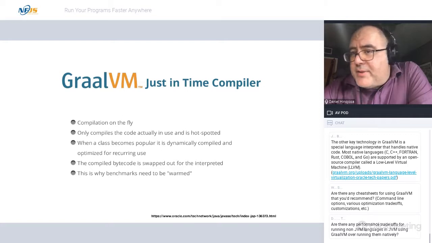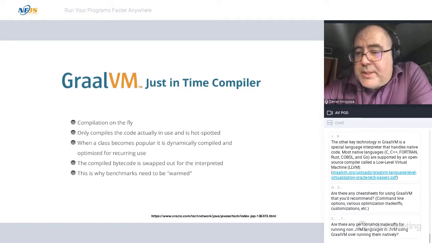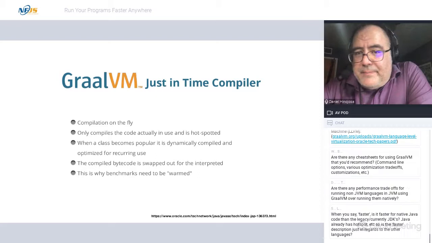So what this means is that certain code gets used over and over again, and this is why JVMs need to be warmed up at times, just because the most often used classes will get optimized over time. Okay, and that's the just-in-time compiler. And again, this is why benchmarks need to be warmed up, just to get that kind of optimization out of the way.